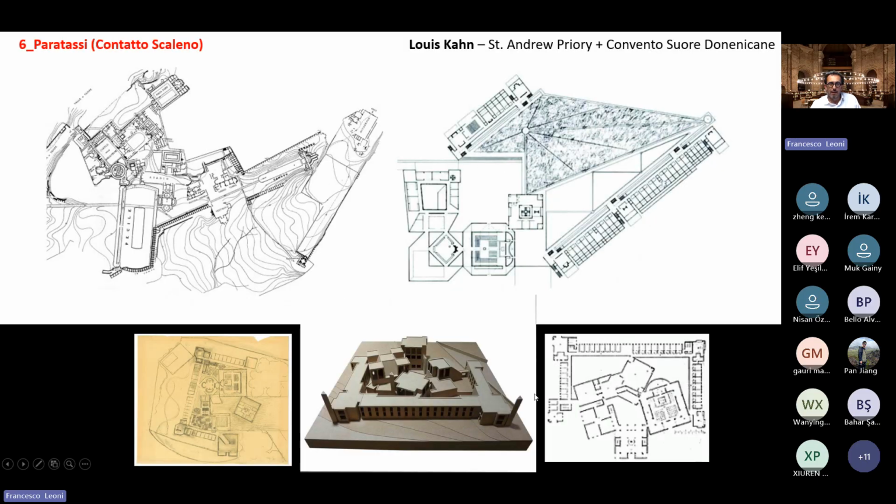And the same kind of structure that you can find in Villa Adriana with the parataxis and the scalene contacts can be found in the St. Andrew Priory from Louis Kahn from the 70s of the last century. Can't you see a closer relationship between the design from Louis Kahn and the design of Villa Adriana? Can't you see how similar they are?